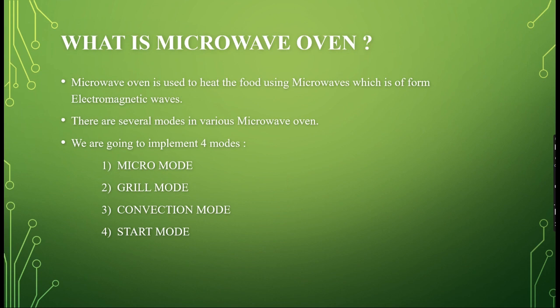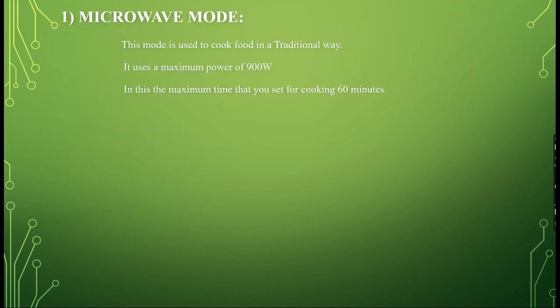Coming to the project, here I've built a microwave oven. A microwave oven is used to heat food using electromagnetic waves. There are several modes in a microwave oven. Following are the four modes: micro mode, grill mode, convection mode, and start mode. Micro mode is basically used to cook the food. It has a maximum power of 900 watts and a maximum cooking time of 60 minutes.